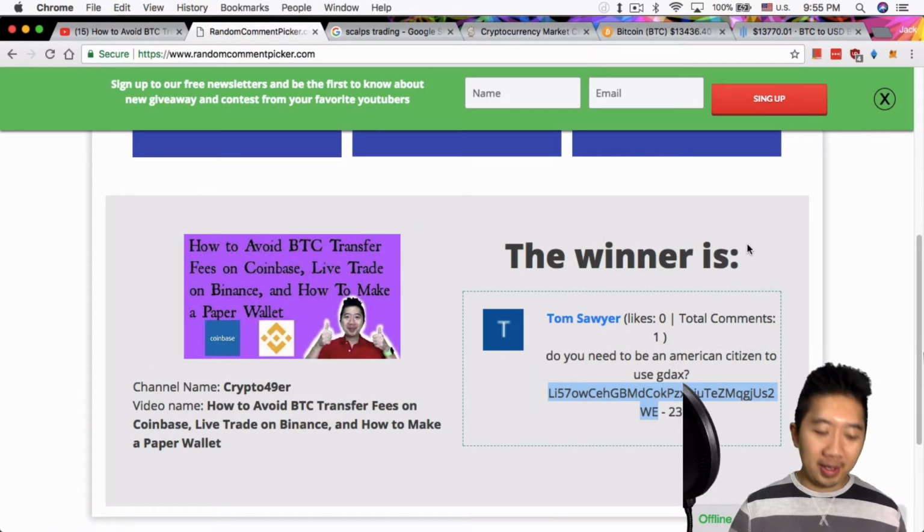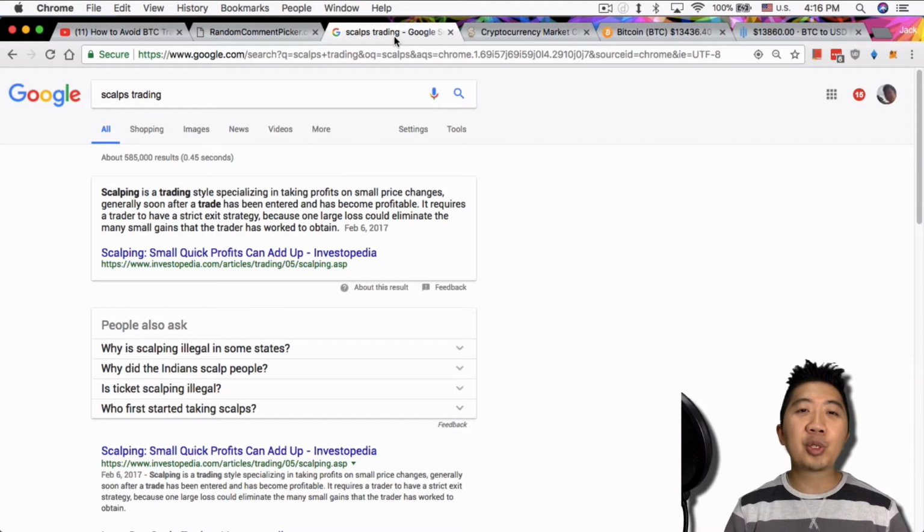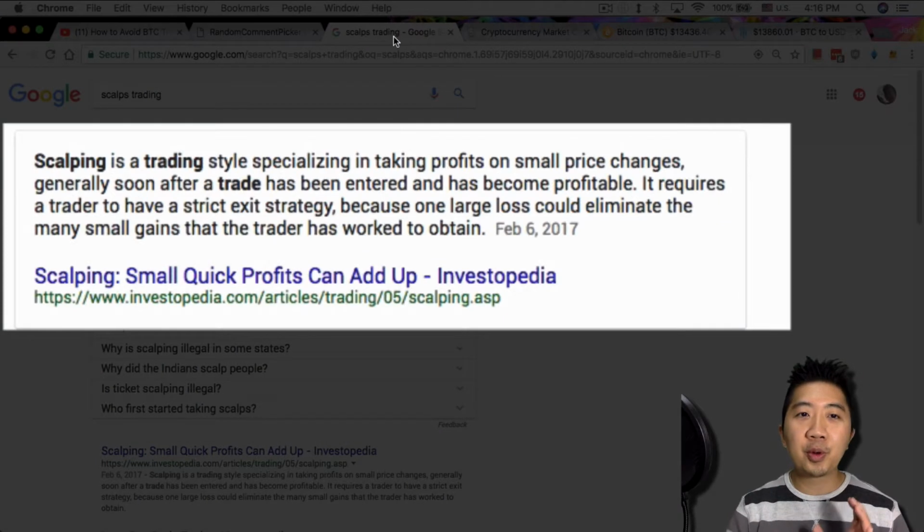On to today's topic. Today I want to talk to you guys about scalp trading. Scalp trading, as defined by the first definition that Google pulls up, is a trading style that specializes in taking profit on small price changes, generally soon after the trade has been entered and has become profitable. It requires a trader to have a strict exit strategy, because one large loss could eliminate the many small gains that the trader has worked to obtain.